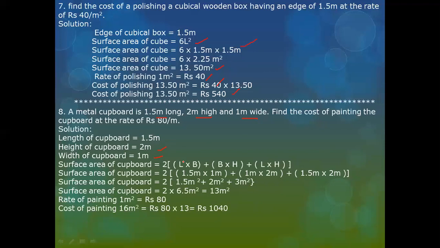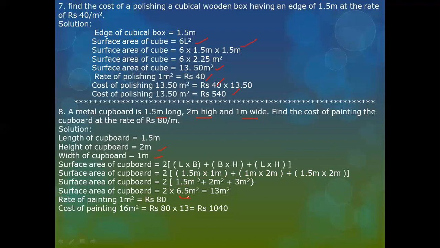Now the surface area of the cupboard. I explained at the very start that this information is telling about the cuboid. Its value is 2 times length multiplied by breadth, breadth multiplied by height, and length multiplied by height. Now replace the values: length 1.5, breadth 1 meter, again breadth 1 meter, and height 2 meter, length 1.5, and height 2 meter. After multiplication, we have 1.5 square meter, 2 square meter, 3 square meter. Adding all these values inside the bracket, we have got 6.5. Now multiply by 2, it will be 13 square meter.